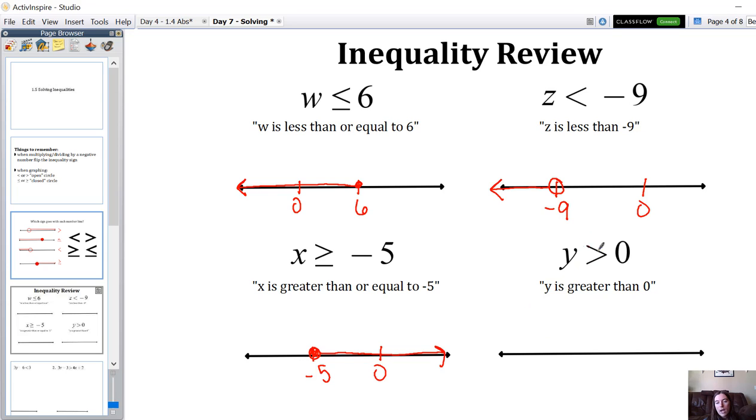Then finally, we have Y is greater than 0. Maybe this is 0. Strictly greater than, keeping an open circle. And the greater than part of it saying we need to increase our number, so we're going to go to the right. And that is how you graph different inequalities on a number line using one variable.